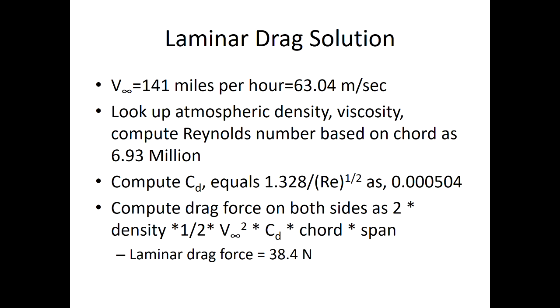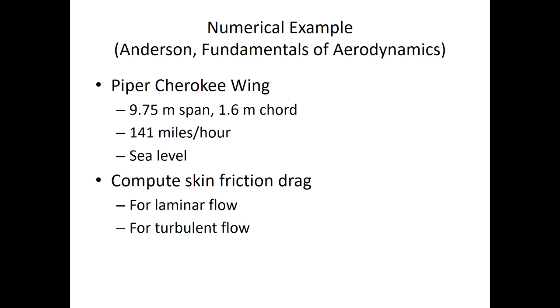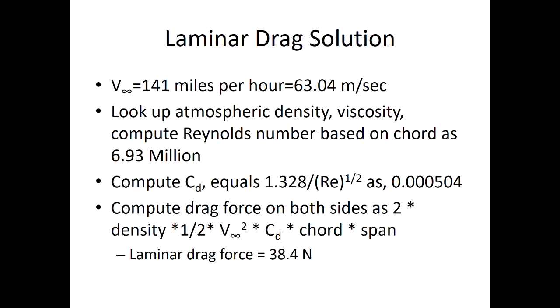1/2 rho infinity, which is density, V infinity squared, V infinity is given here, CD, which we found here, chord, which is given in here, times span, you get the drag of a Piper Cherokee wing in newtons. To get an idea, what is this 38.4 Newton?